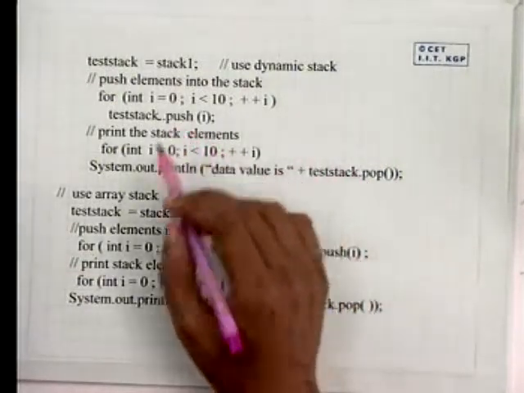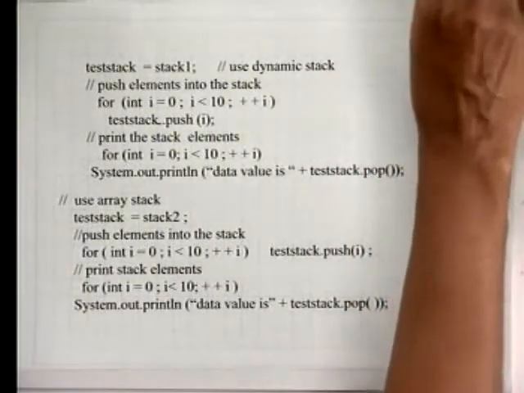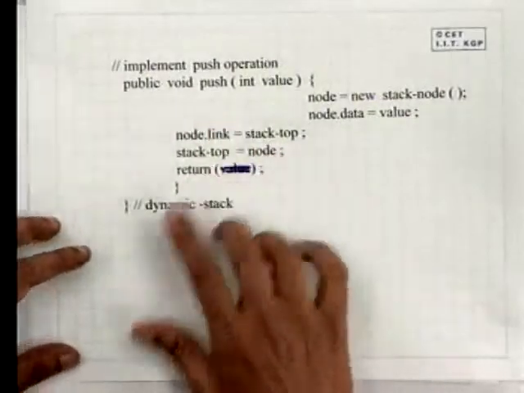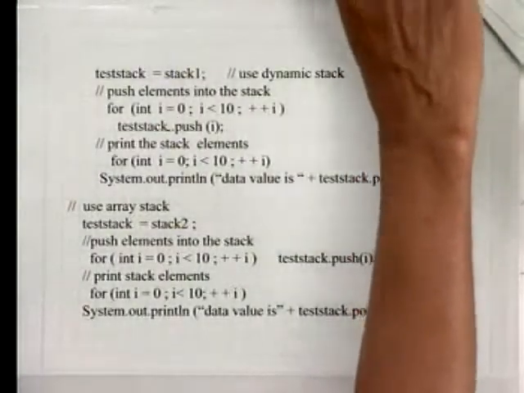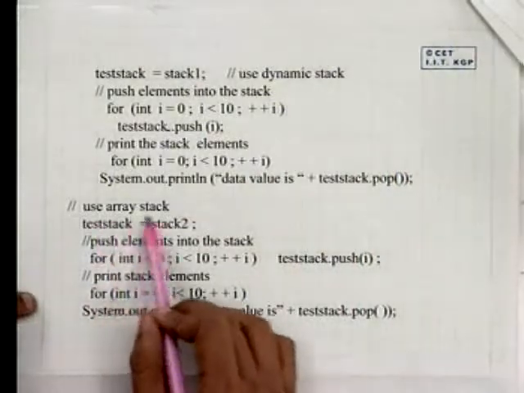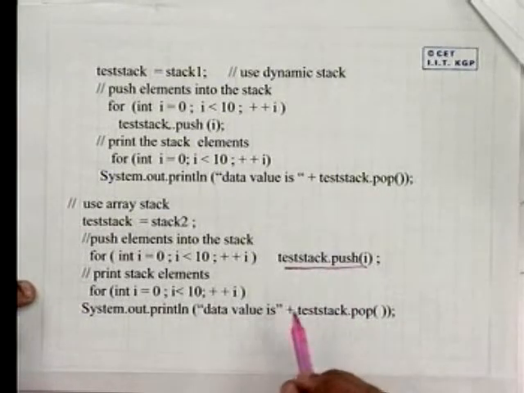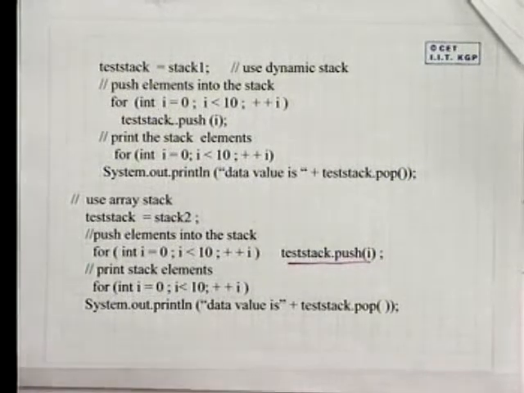Now in this situation, which implementation will it use? It will use the dynamic stack push and pop operations that we have just now seen. So it is this code which will be used, push and pop, since test stack now is a dynamic stack. Similarly, if you use array stack, again we will be pushing and popping into a stack when it is implemented as an array of elements.